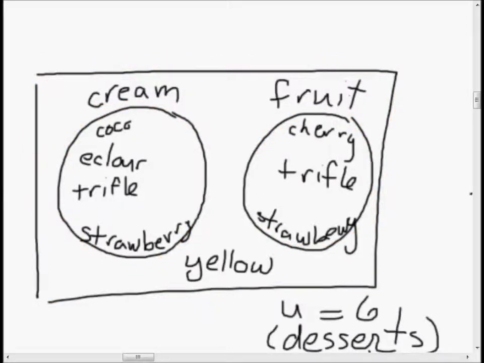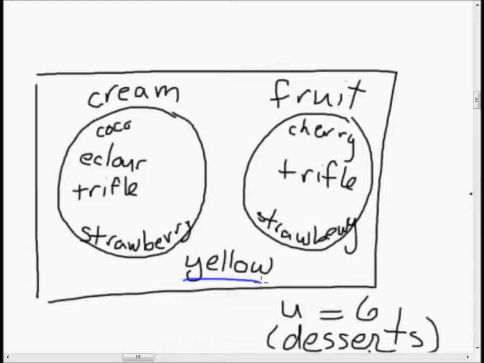So let's go ahead and, when we're looking at this, I hope you're noticing that we have a couple of interesting things happening. So what's going on? Well, the first thing I noticed is we've got something hanging out. Yellow cake is neither creamy, it doesn't have whipped cream on it, doesn't have cream in it, nor does it have fruit on it. And that's okay, it's just hanging out in the universe, it's cool, it's delicious, it's okay to be a dessert that is not fruity or creamy, that's fine.